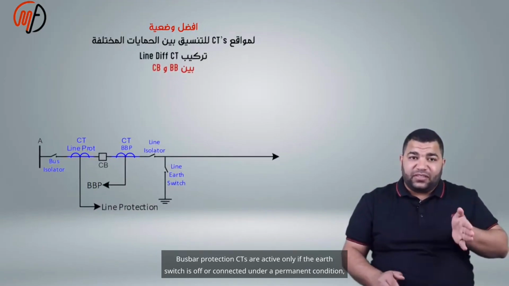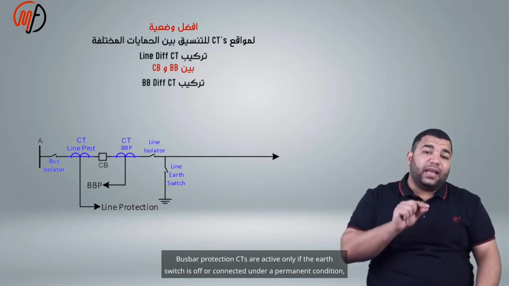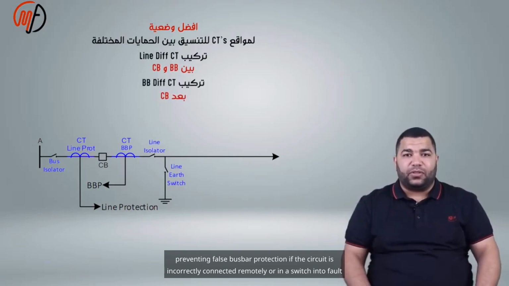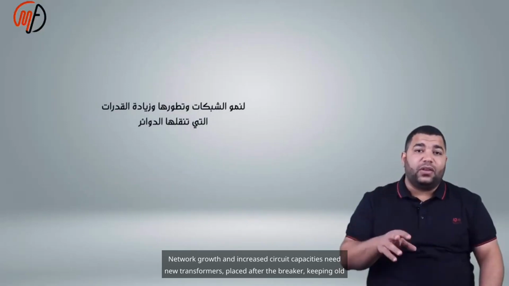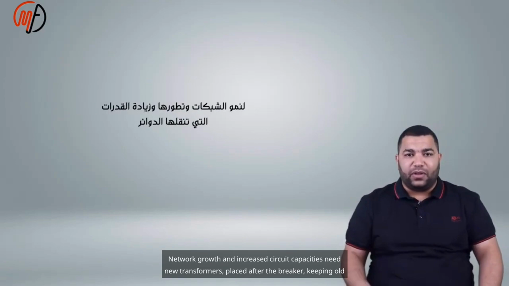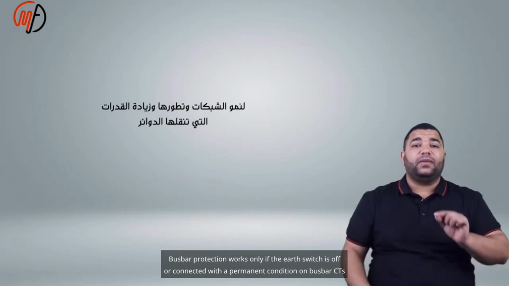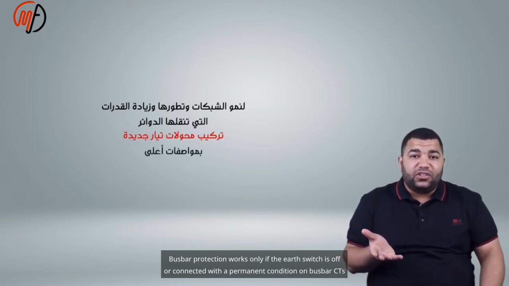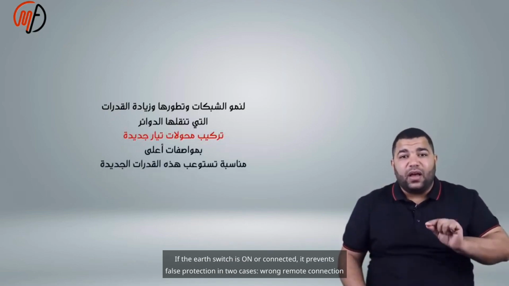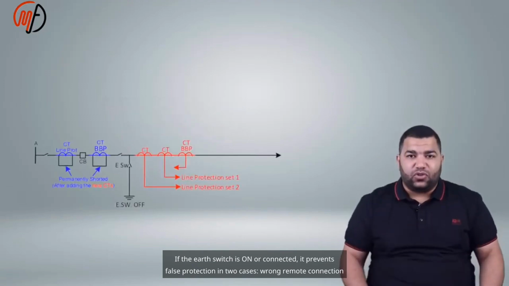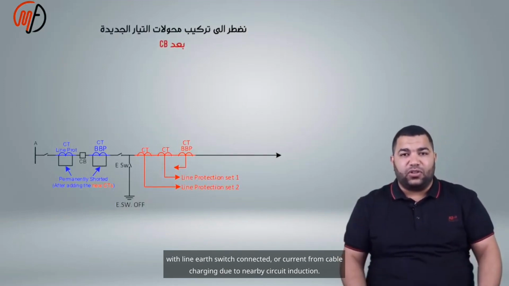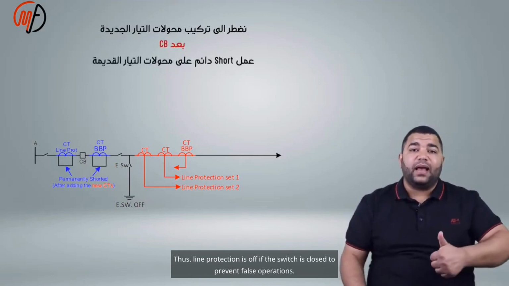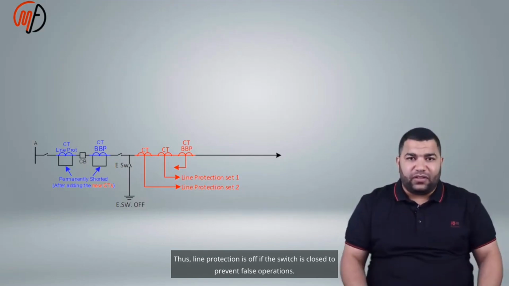Bus bar protection CTs are active only if the earth switch is off or connected under a permanent condition, preventing false bus bar protection if the circuit is incorrectly connected remotely or in a switch into fault condition. Network growth and increased circuit capacities need new transformers placed after the breaker, keeping old ones. If the earth switch is on or connected, it prevents false protection in 2 cases: wrong remote connection with the line earth switch connected, or current from cable charging due to nearby circuit induction. Thus, line protection is off if the switch is closed to prevent false operations.